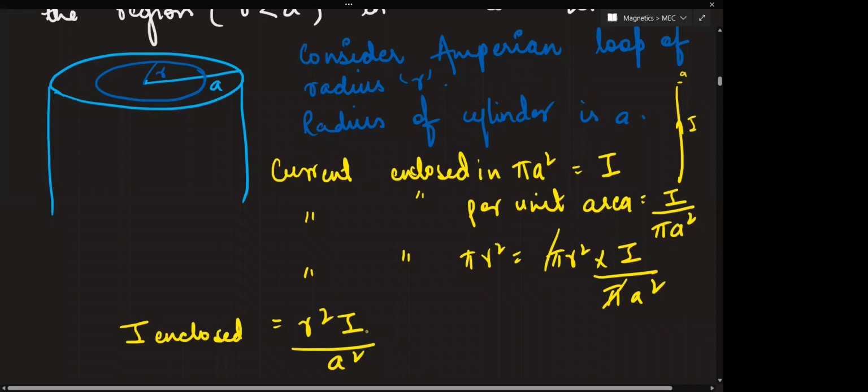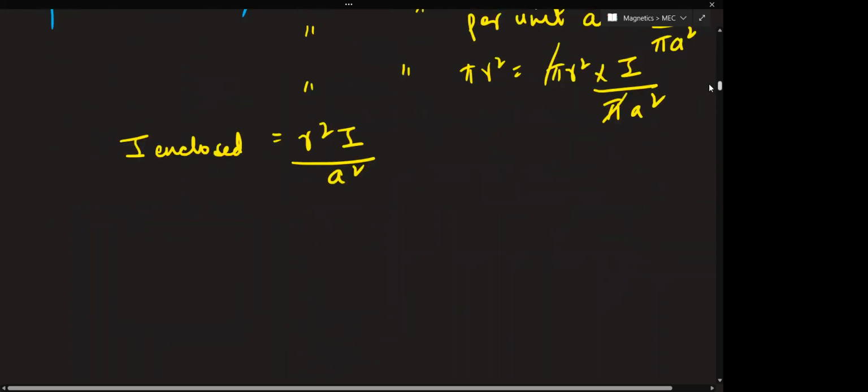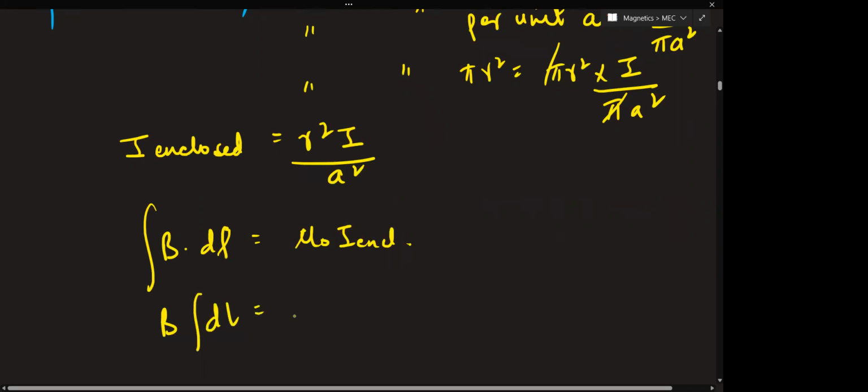This much is left. Now again, taking the magnetic field integral along the loop, what do we get? The same steps of Amperian loop. This was the unique part of this. The rest of the parts you people know how to do. I enclosed was new in this part. Now you can easily do it. B dot dl will be equal to mu naught times the current enclosed. Integral of dl you also know. I enclosed you know right now.